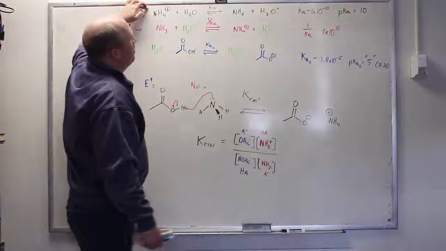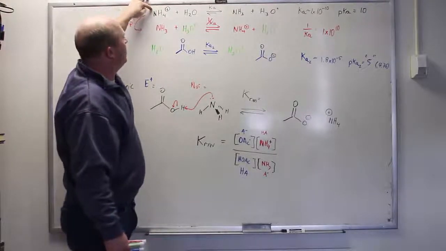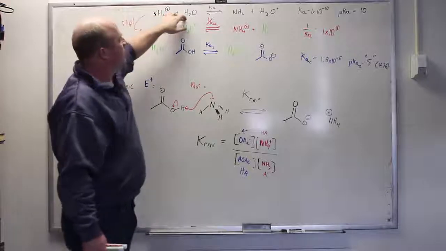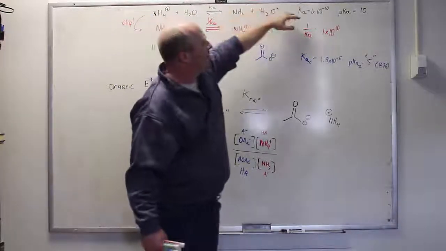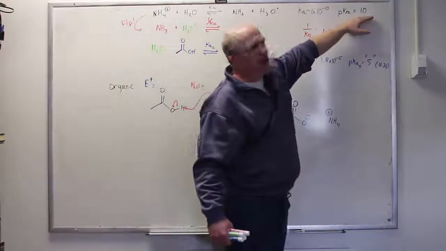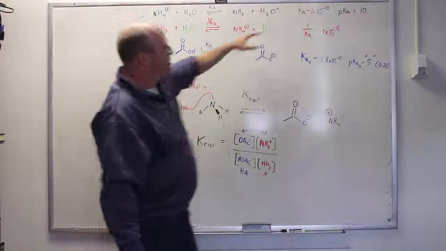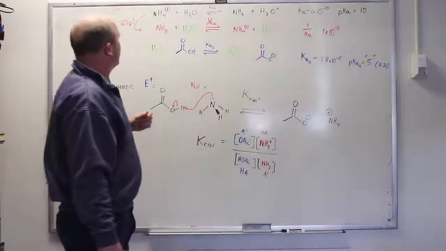So up here at the top, what I've drawn out is a Ka expression for ammonium dissolving in water. Take ammonium, dissolve it in water, and you get ammonia and H3O+. The equilibrium constant for that process is about 10 to the minus 10, which means that the pKa for that process is 10. These numbers are rounded, by the way, but they're the rule of thumb numbers that I remember from the pKa short list.